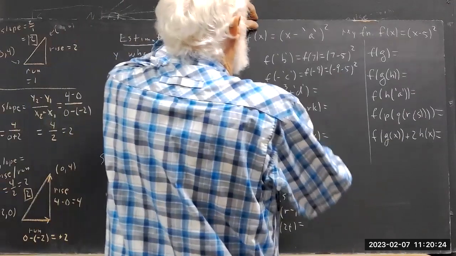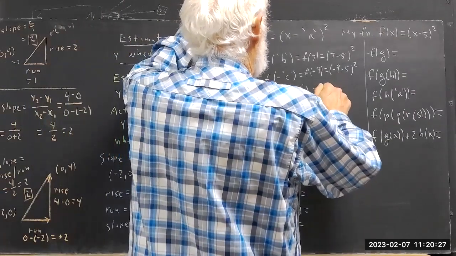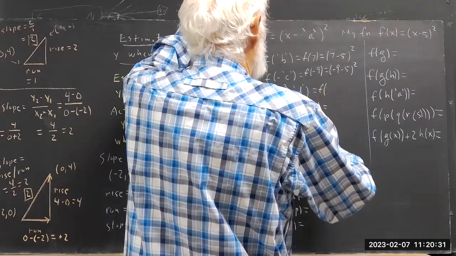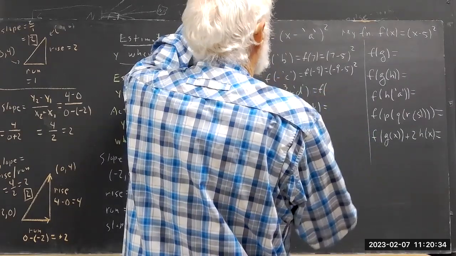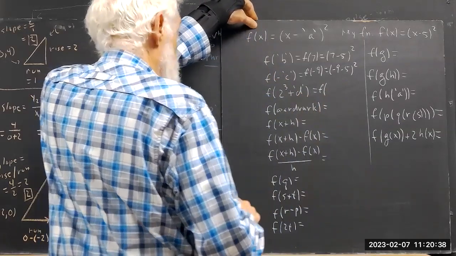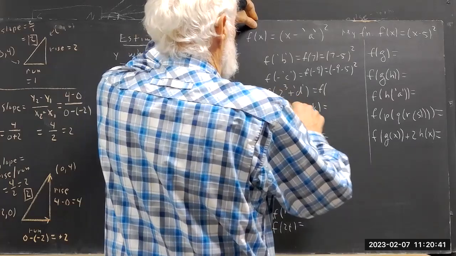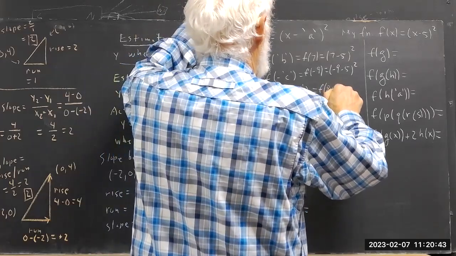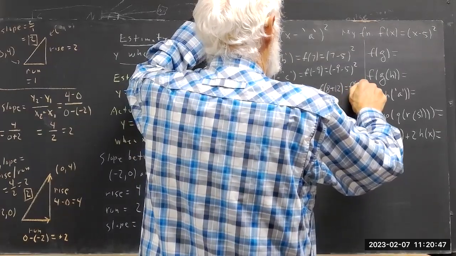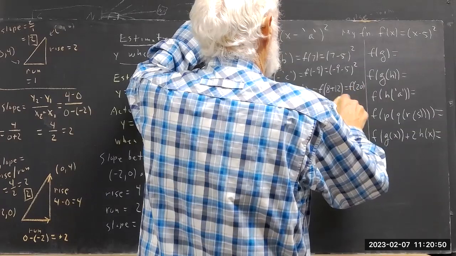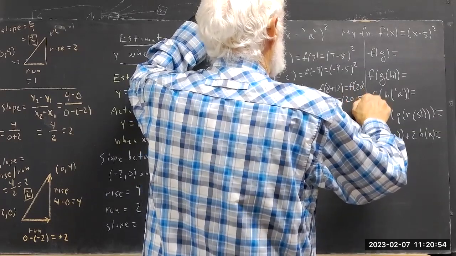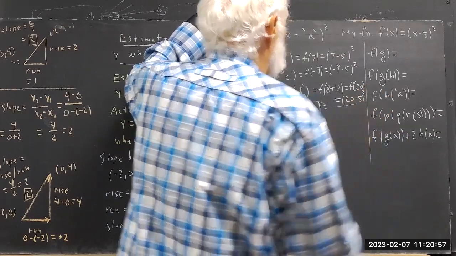Okay, what's f of 2 cubed plus d? That's in my case, D is 12. 2 cubed is 8. So that's f of 20. And now I can put it in, it's 20 minus 5 squared. Okay.